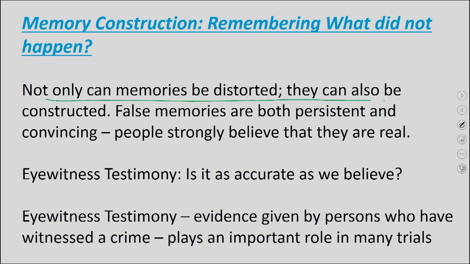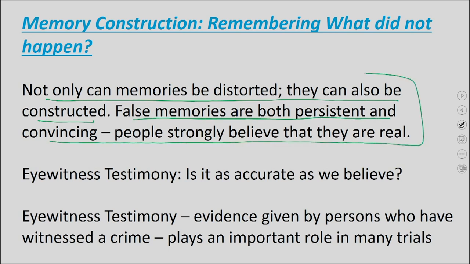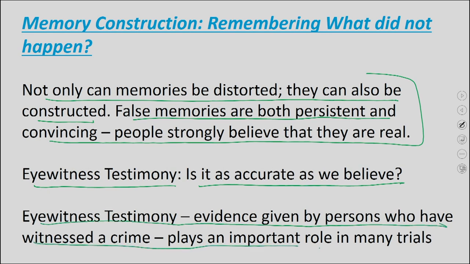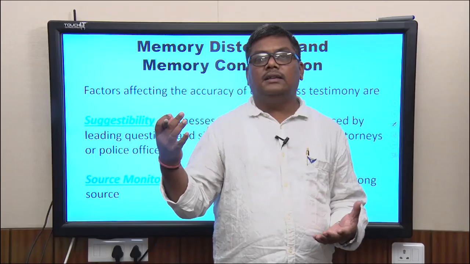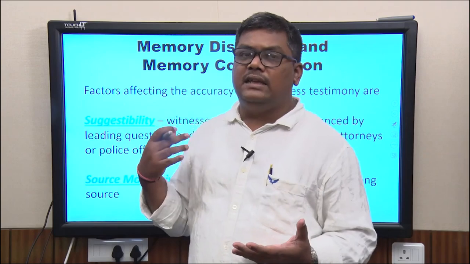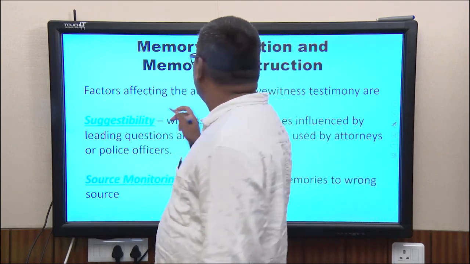Memory construction: remembering what did not happen. Not only can memories be distorted, they can also be constructed. False memories are both persistent and convincing, and people strongly believe that they actually happened. Eyewitness testimony is a good example. Is it as accurate as we believe? Eyewitness testimony is evidence given by persons who have witnessed a crime, and it plays an important role in many trials. Basically, eyewitness testimony is affected by a lot of things that are beyond the control of the person giving it.